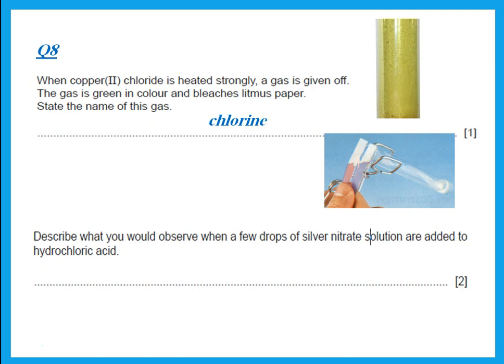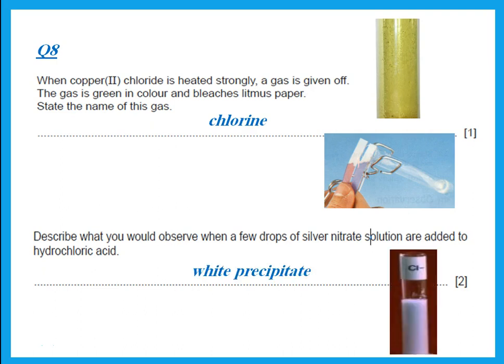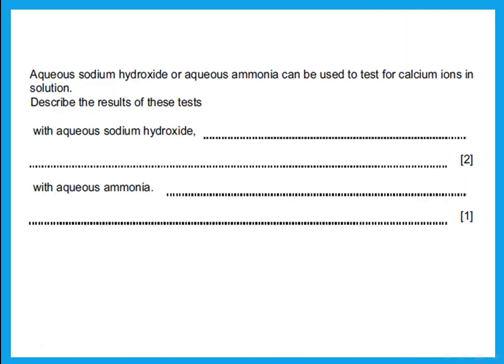Okay? Describe what you would observe when a few drops of silver nitrate solution is added to hydrochloric acid. Well, let's see. Silver nitrate is test for what? It's test for chloride, bromide, iodide. Now, hydrochloric acid has which of these? It has chloride, so it should give white precipitate, because this is what we get when silver nitrate reacts with something that has chloride. Hydrochloric acid is an acid that has chloride.